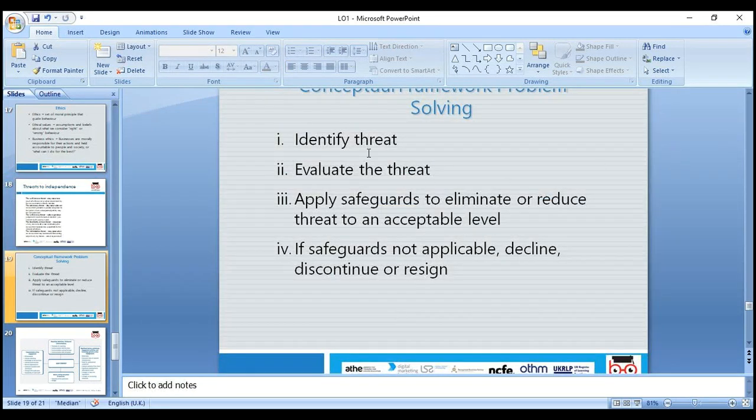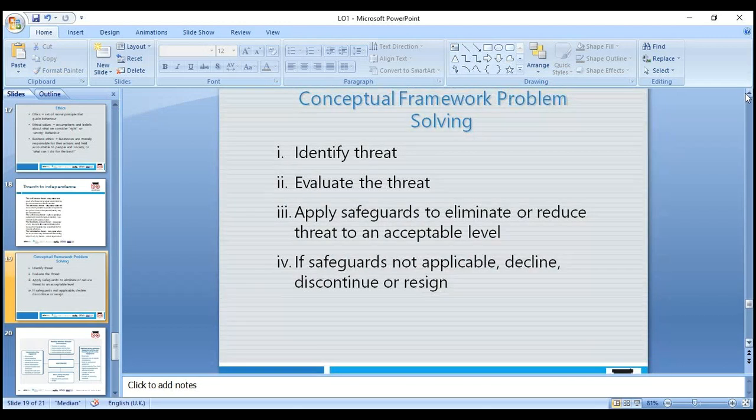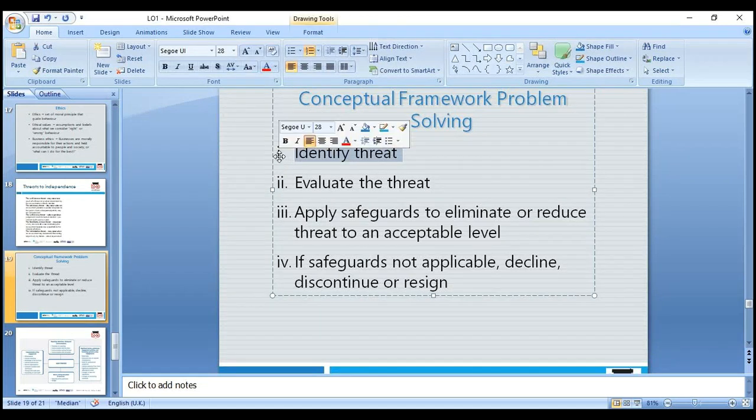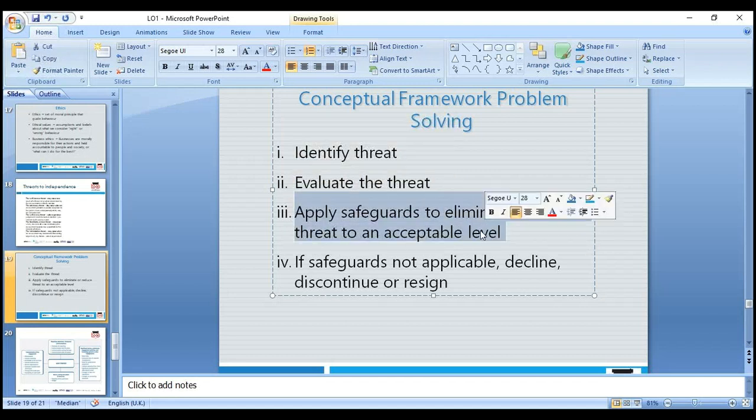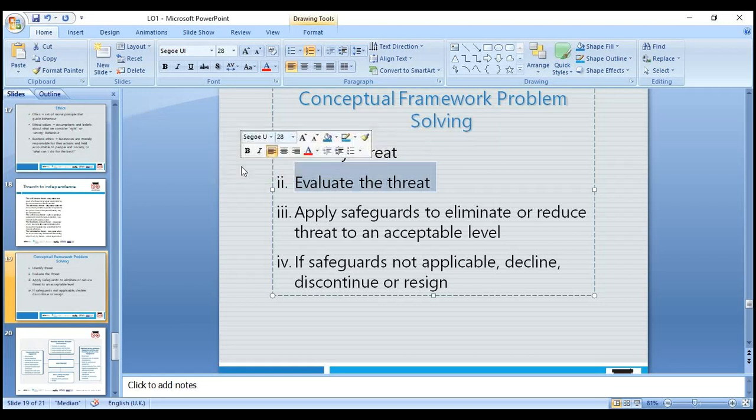Next we discuss identifying threats. The conceptual framework can help to solve the problem. You need to identify the threats, evaluate the threats, what sort of threats we have, and apply the safeguards up to an acceptable level. If safeguards are not applicable, decline, discontinue, or resign from the role. You can say this organization is a threat, so maybe I'm not going to take this assignment. You can evaluate the threat as medium, high or low, and then apply the safeguards.